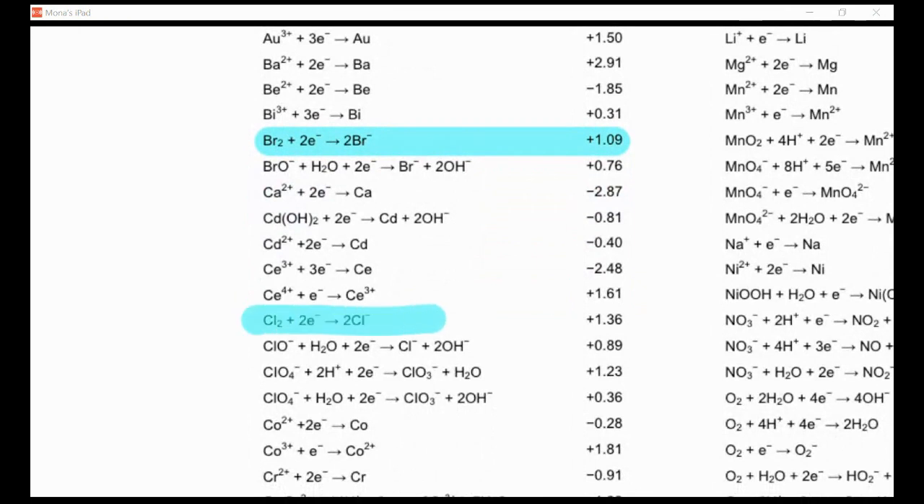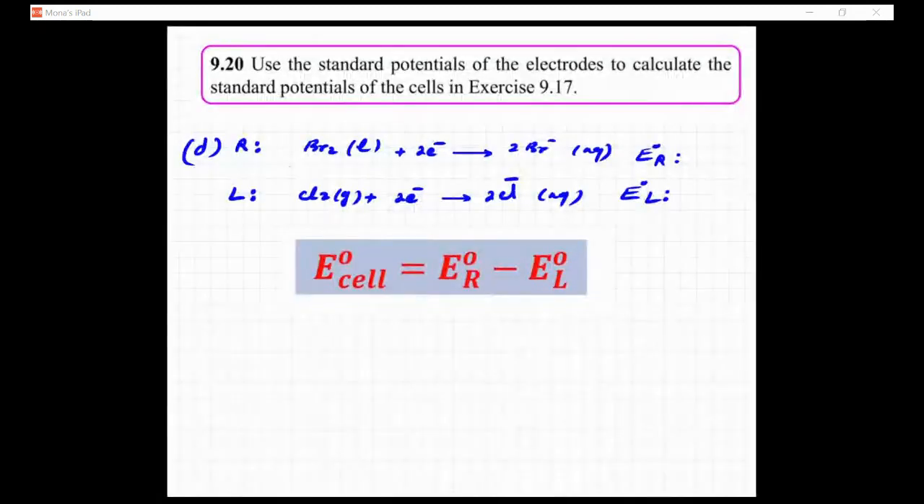Cl2, this is Cl2. So these are the values. What we need is to write the values for the right and the left. So let's go back. We have 1.09 and 1.36. Sorry, this is 1.09 volt.